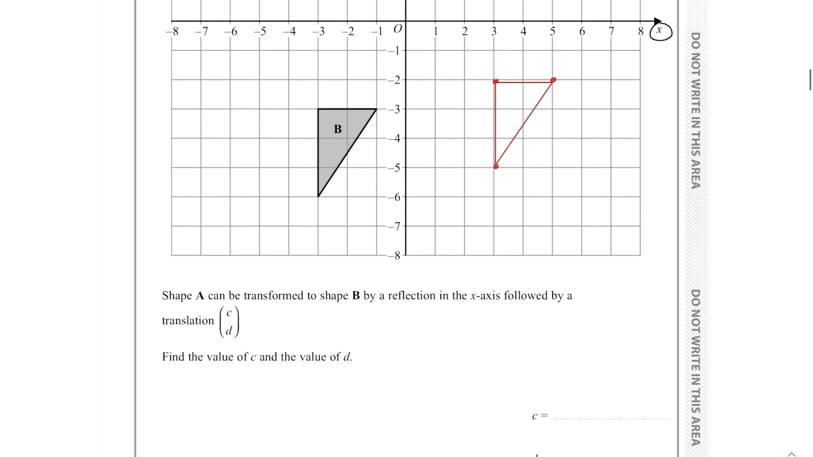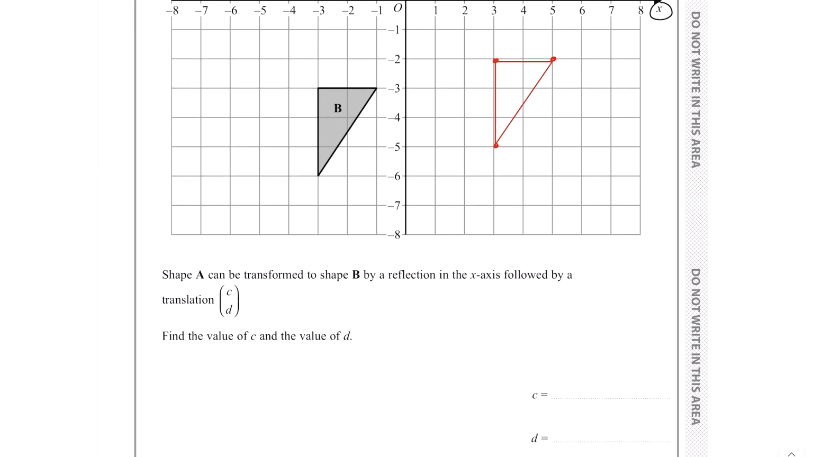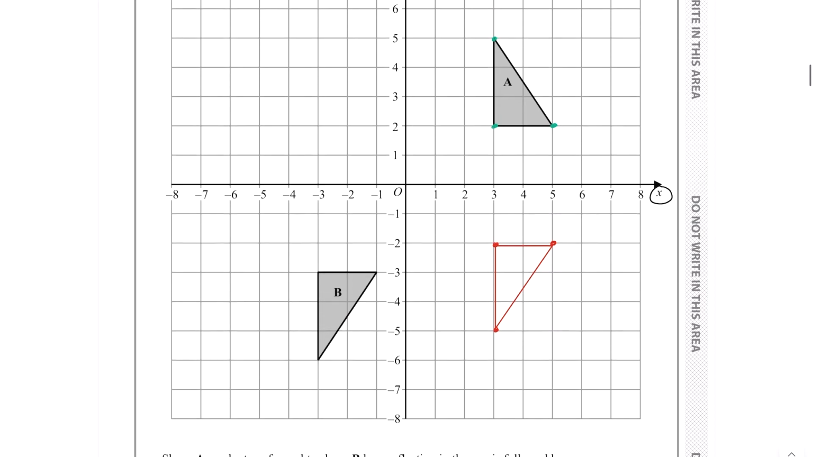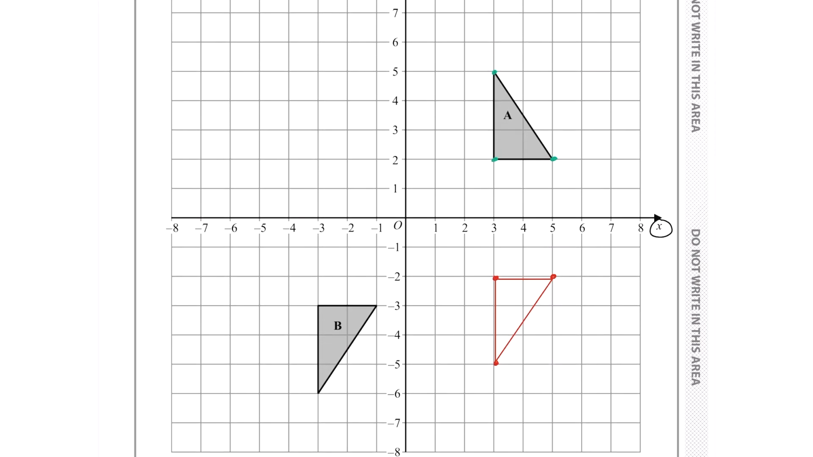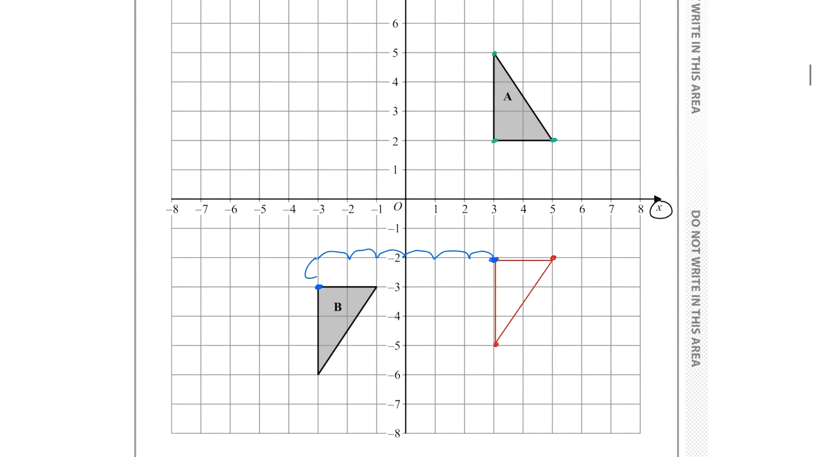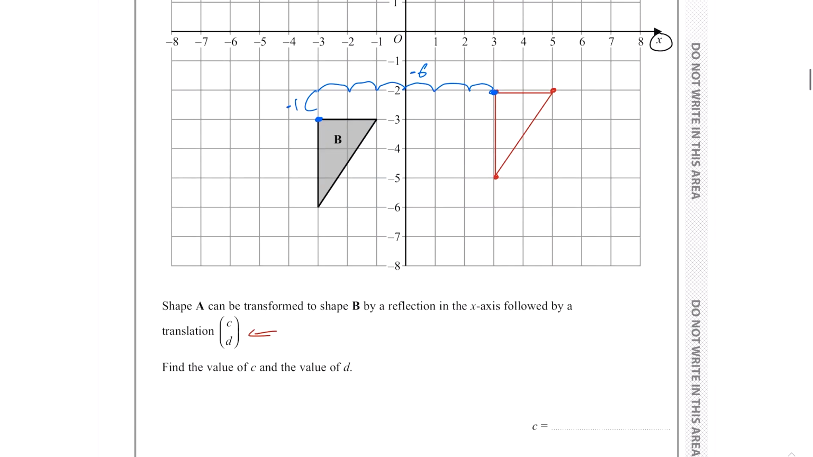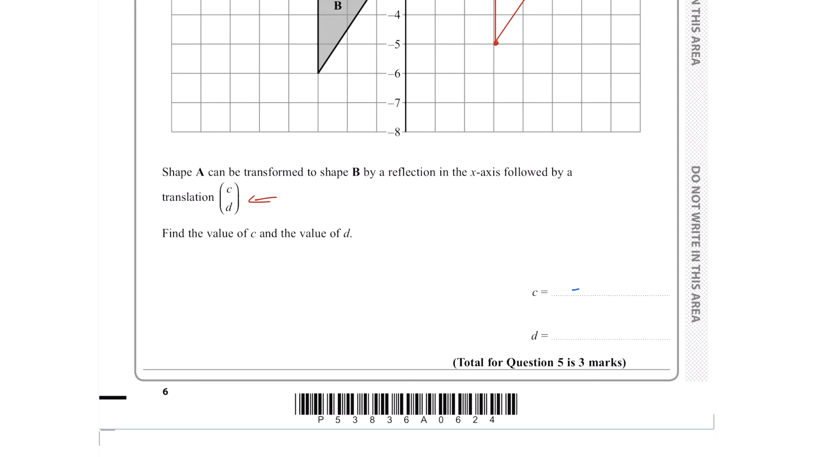So we've reflected in the x-axis, and then it says followed by a translation, CD to get to B. So in order to get this shape to B, it's going to be moved to the left, and then moved down. It's going to get moved to the left by 1, 2, 3, 4, 5, 6, and moved down by 1. You want to just pick one point that you map across. You can pick any of the 3 points. I've just chosen this one in this case. So I've moved to the left by 6, so that's -6, and I've moved down by 1, so that's -1. So this then becomes -6 and -1.